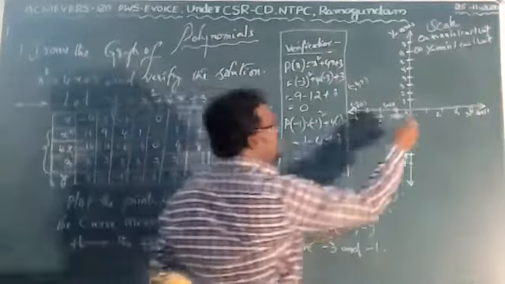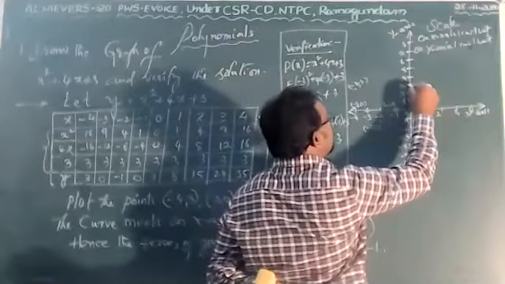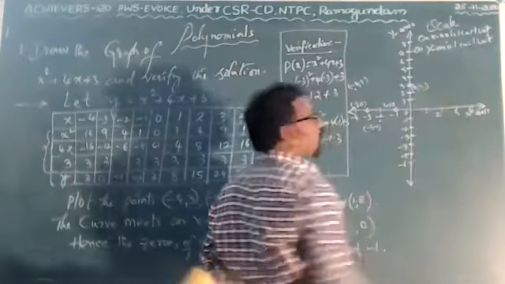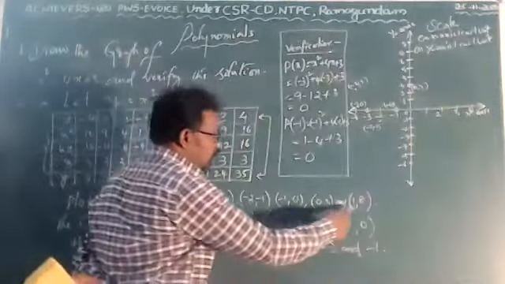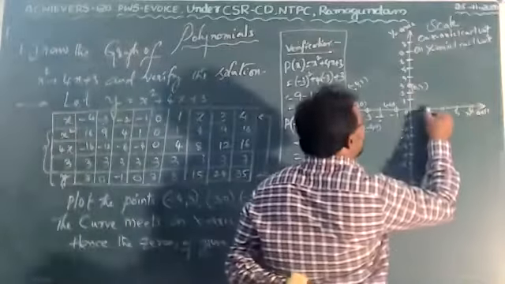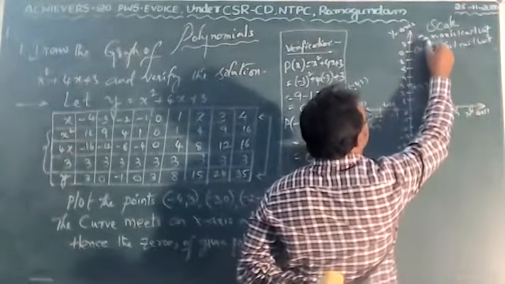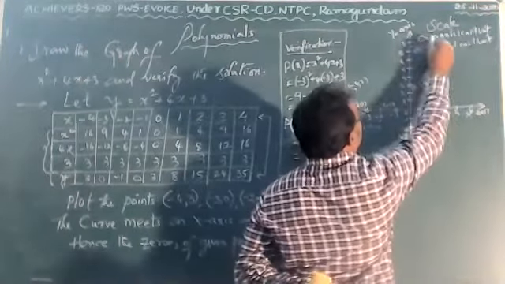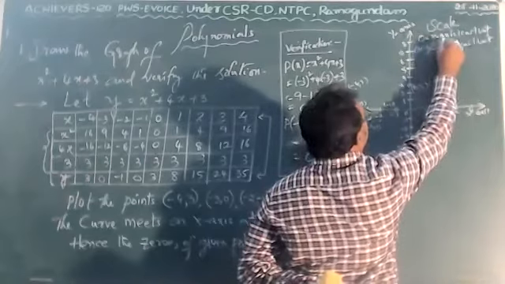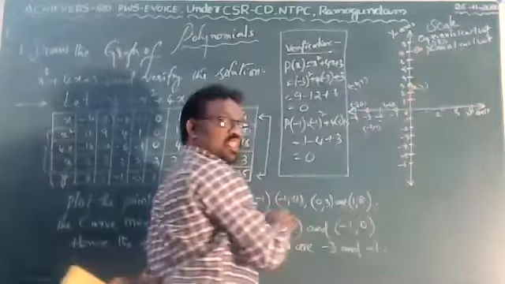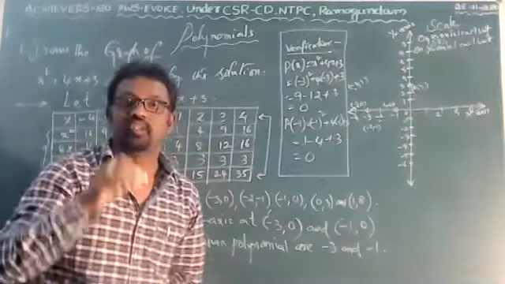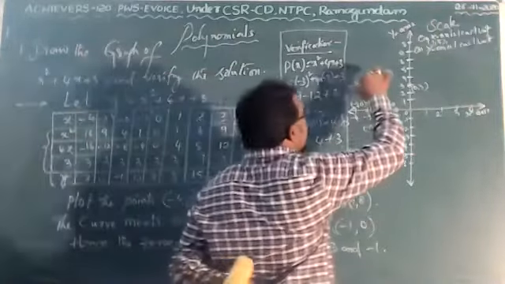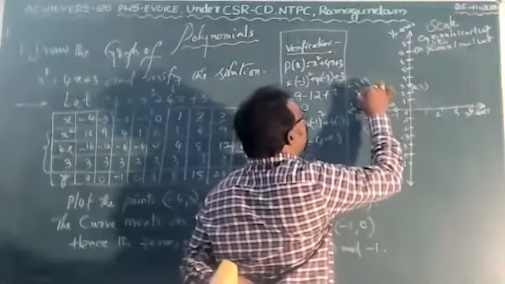Next, 0, comma 3. 3 is this positive one. 0, comma 3. And finally 1, comma 8. Here 1, this is 8. So write down 1, comma 8. Now the plotting is completed. Now join with the free hand. Free hand means this one. This is called free hand.